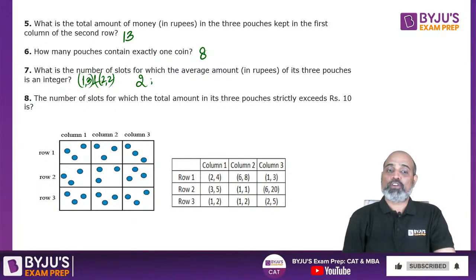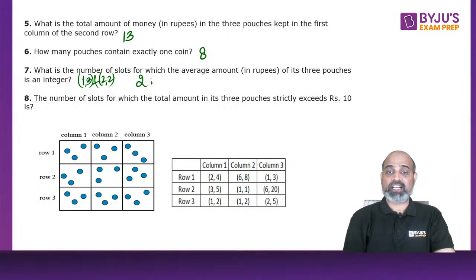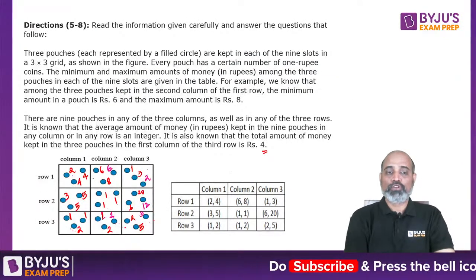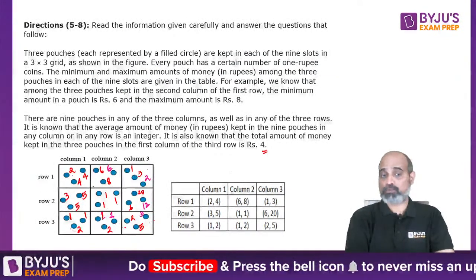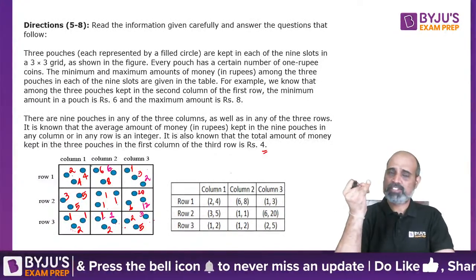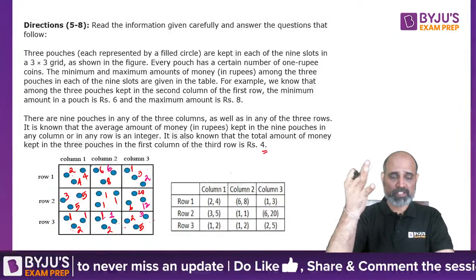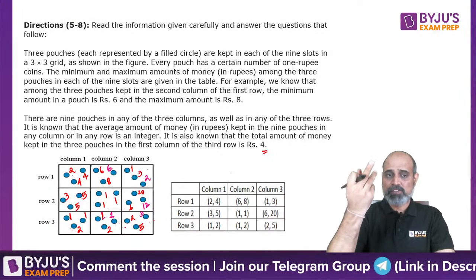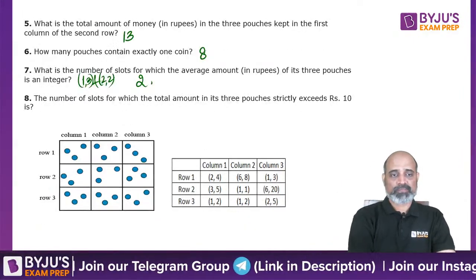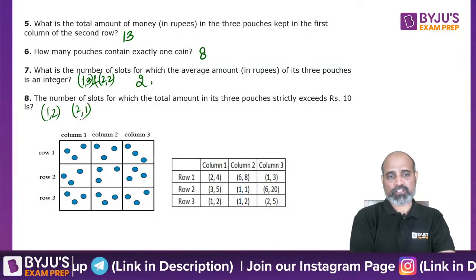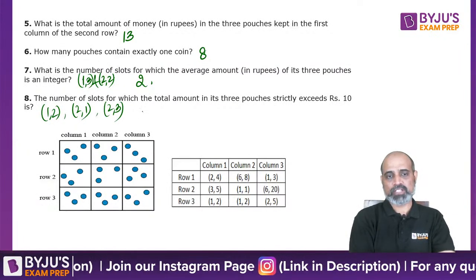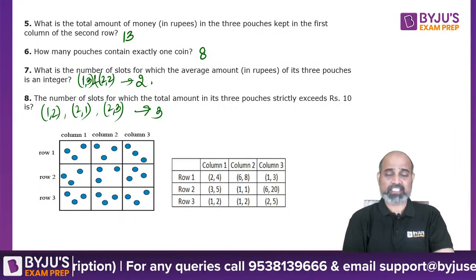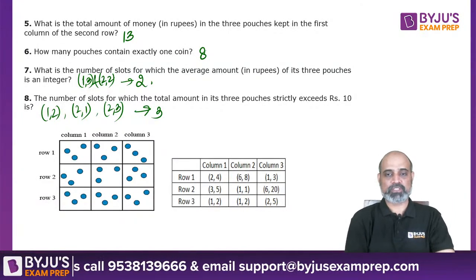The number of slots for which the total amount in its 3 pouches strictly exceeds rupees 10. Sum of the numbers is more than 10. So 244 is 10, we need more than 10, so we won't take the first. 668 definitely, so 1. 355 is the next one. 62012 is the third one. 235 is 10, can't take that. So there are 3 such cells: first row, second column, second row, first column, and second row, third column. So there are 3 such slots where the total amount, as in the sum of the values in the 3 pouches, exceeds ₹10.